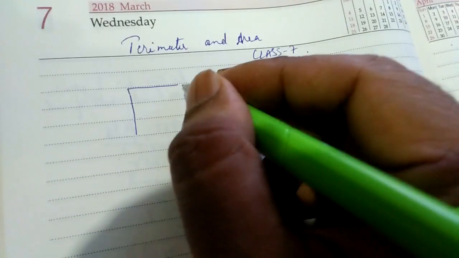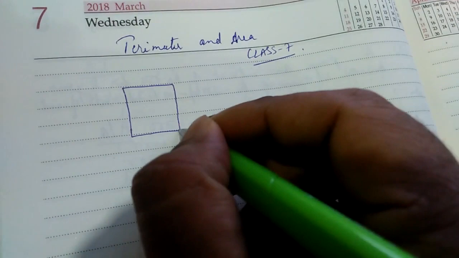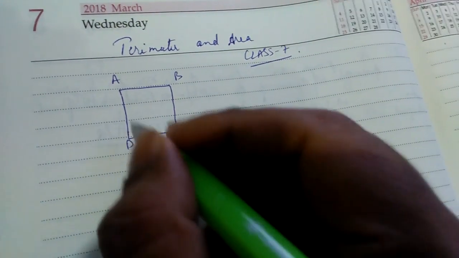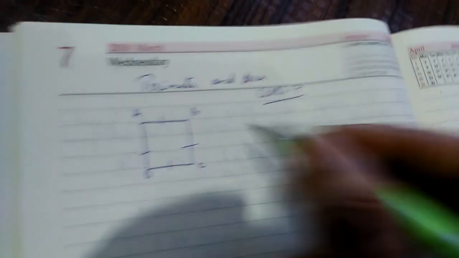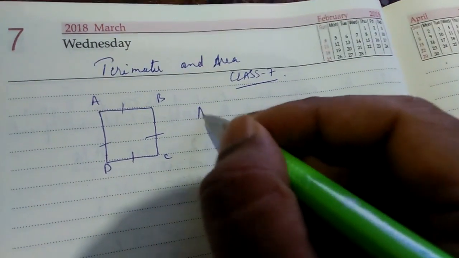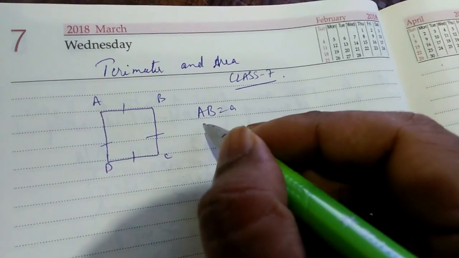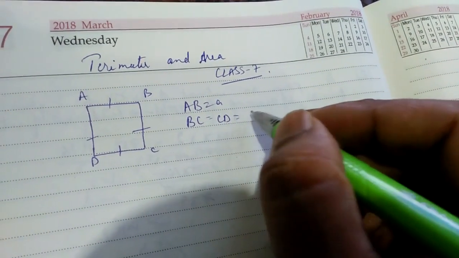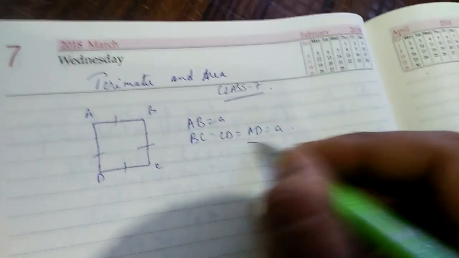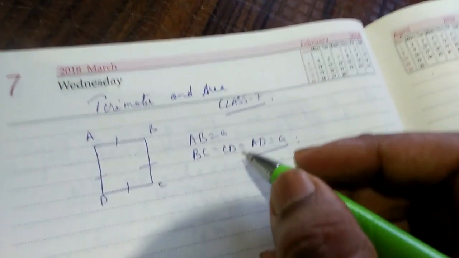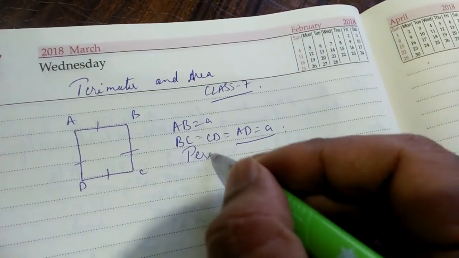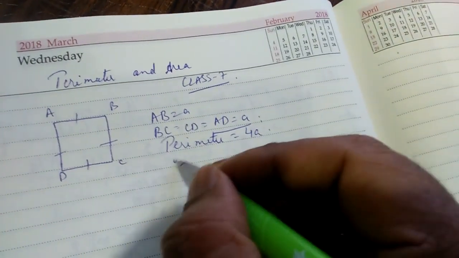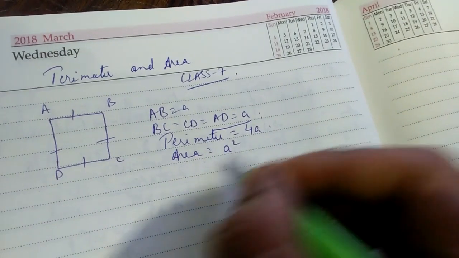Let's say this is a square ABCD. All the four sides are equal. So let AB be equal to a. All the four sides are equal in a square, so all the four sides become a. So perimeter becomes 4a and area is written as a square.